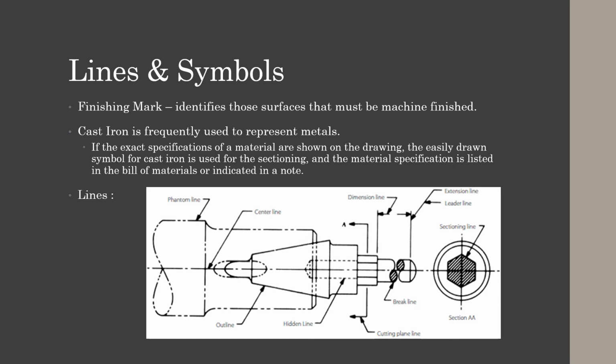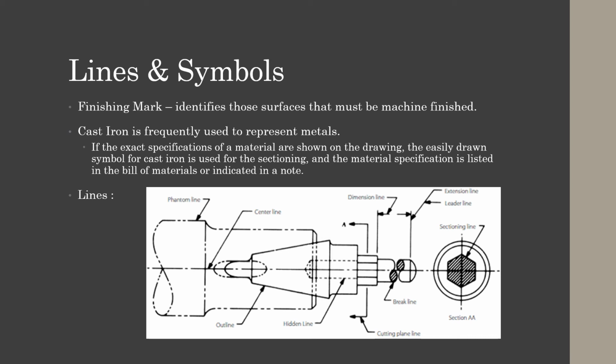Then we have the center line that's going to go through the center of an object or a hole, and that's long, short, long, short, long, short. If you look at the outline, it would be your visible edges, and it's just a solid line. Then we have a hidden line showing you that there's something hidden from your view, such as a recessed hole, and those are short dashes.